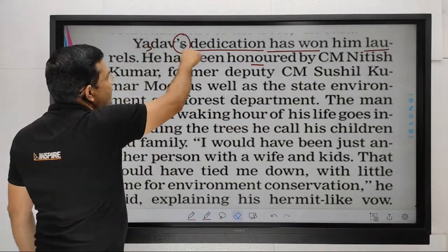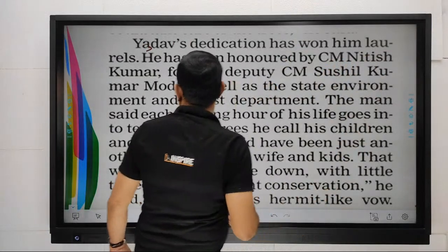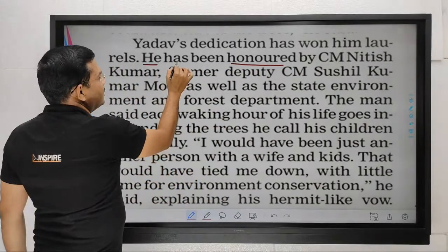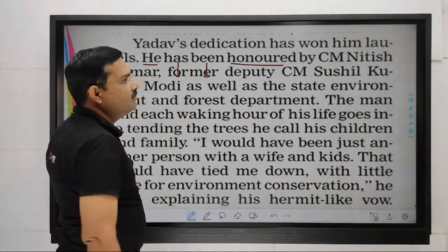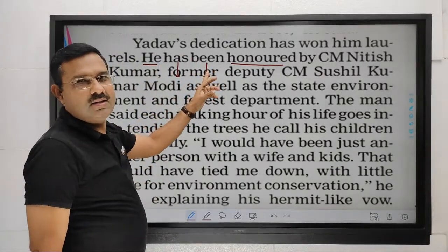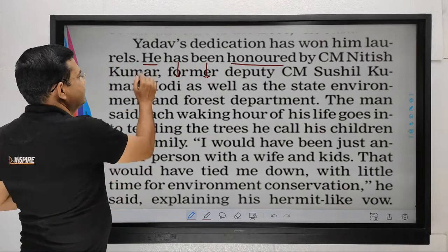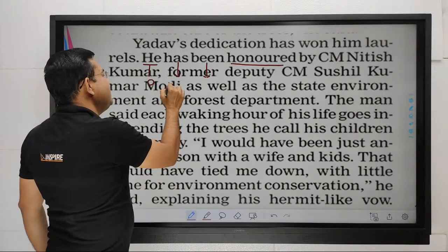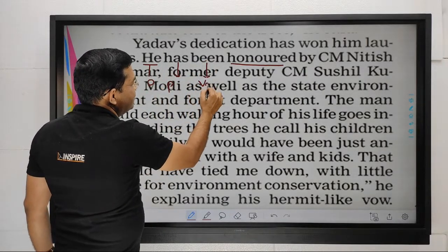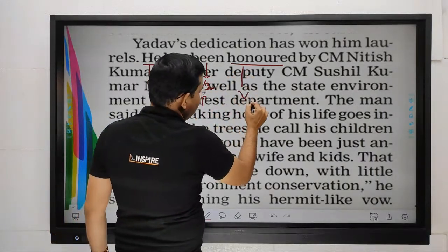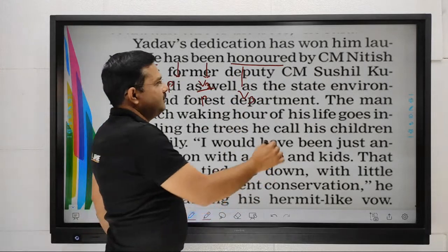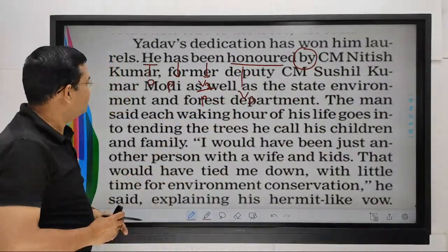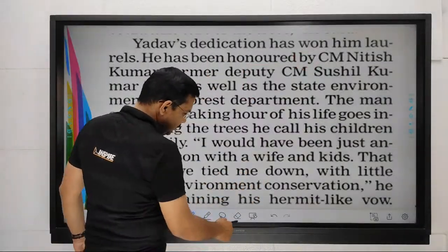He has been honored. Those who have studied passive can understand it quite well, right? What happens in formation in passive? First is object, then helping verb, and at last the third form. This is present and this is the third form of verb. So it is a present perfect sentence in passive voice. Object, then helping verb showing time, that is present. This is the third form of verb showing perfect. And after that, by. So he has been honored by CM Nitish Kumar. I hope you understood the sentence.